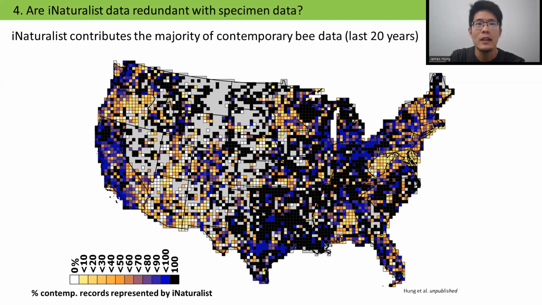In contrast, since iNaturalist data are born digital and updated in real time, the time lag there is a lot less severe. This means that if you want to see what's happening to bees in real time, you really want iNaturalist data to fill in the gaps for you.